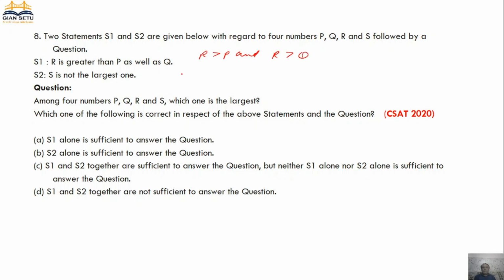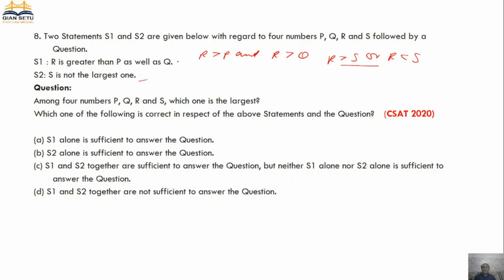But we cannot for sure say that R is greater than S or R is less than S. So we cannot answer the question with statement S1 alone. Now let's try to answer the question with statement S2 alone. S2 is not the largest one. So with statement S2 we cannot answer this question.